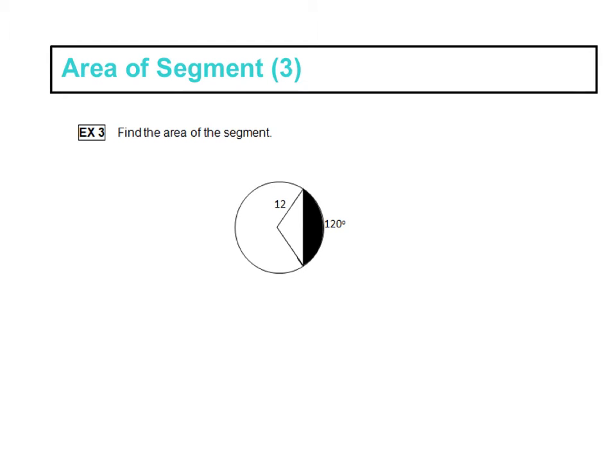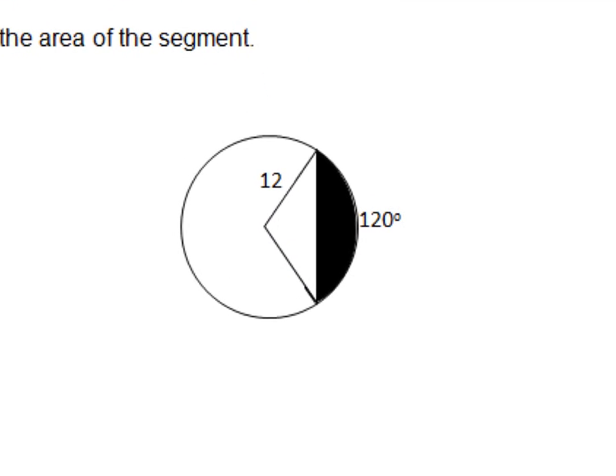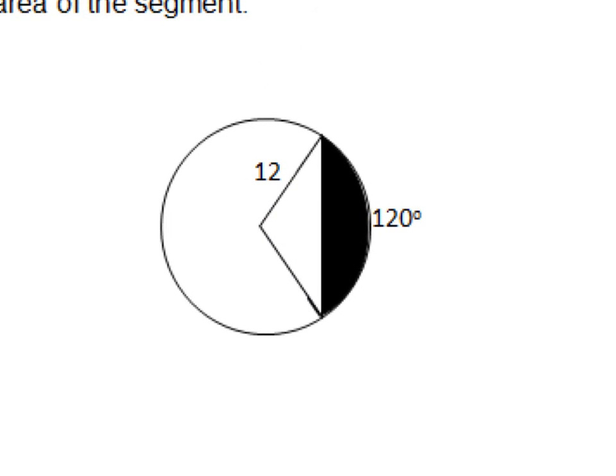Right, here's our third example, finding the area of a segment. Each example is getting just a little bit trickier than the last one, so let's keep that in mind, this one might be a little bit more involved. First though, let's take a look at our circle and figure out what we know about it.